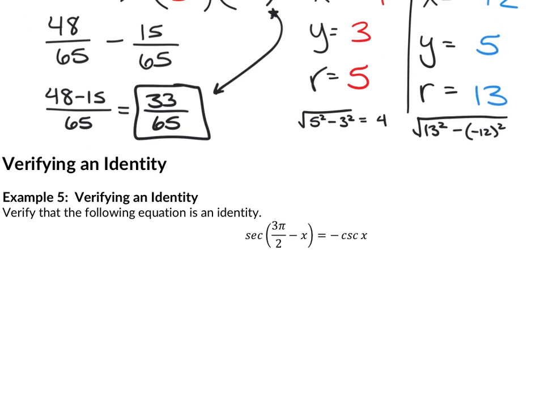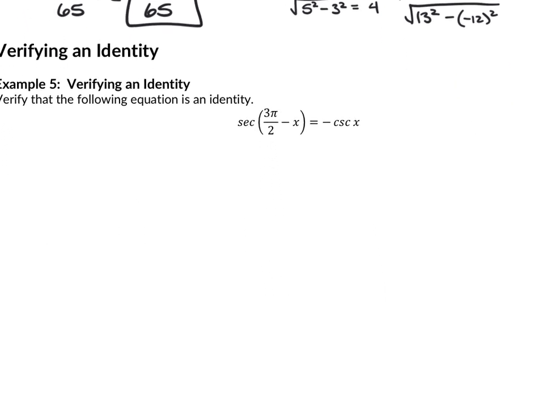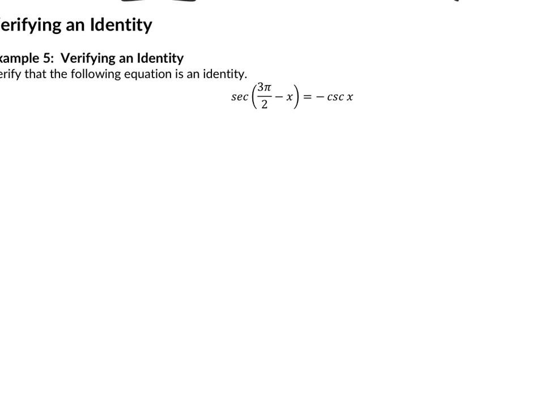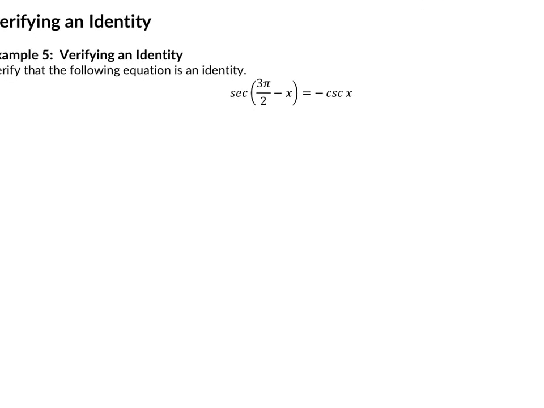Now let's verify some identities here. This is exactly like the homework that you got on paper for section 5.1. We're going to verify that the following equation is an identity. We can work with one side or the other. I like to start with the more complicated side, and in my opinion, this is the more complicated side. So we can take this and expand it, we can do some stuff to it.